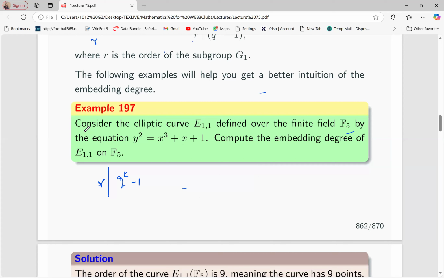Now, what is R in our case? R is the order of the elliptic curve given to us. And Q in this case is 5. So then we're asking ourselves, first of all, what is R?